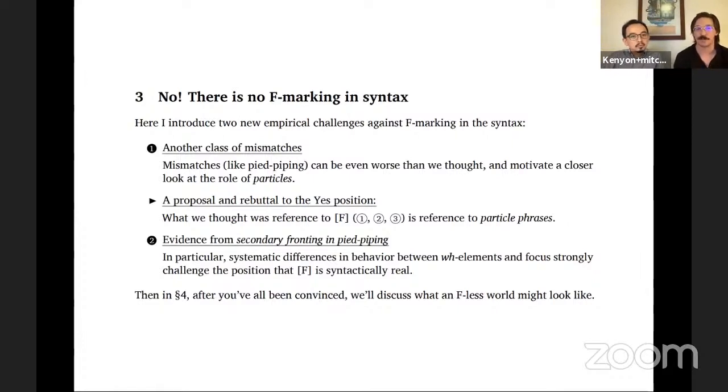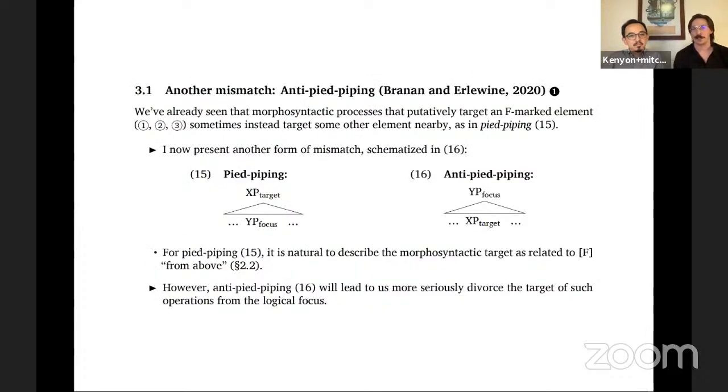So I'll give you a sketch of a proposal of what this would look like, and then rebut some of the nice cases that you just showed us where syntactic processes seem to make reference to F as a syntactic feature. I'll then go on to show you some facts about secondary fronting and pied piping, where we see that there are systematic differences in behavior between WH elements, something that has been thought of to be closely related to focus, but can also be clearly seen as an inherent property of lexical items in at least some languages, and focus that I think present a pretty strong challenge to the position that F as a syntactic feature is real. Then after you've all been convinced, we'll go back and forth and discuss what an F-less world might look like. So here's another mismatch.